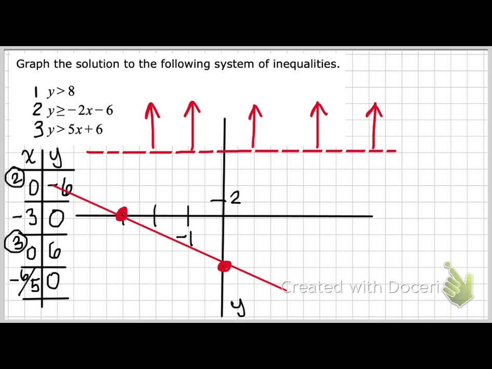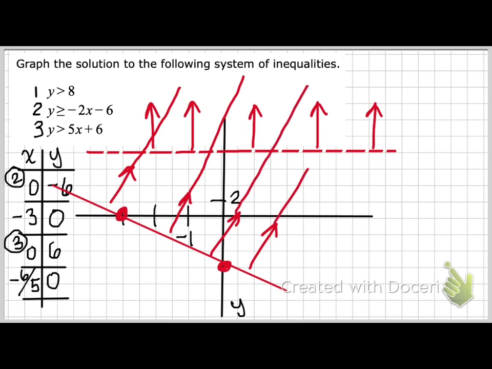Where do I shade? Well, one thing is I could look at point 0, 0. But I can also think about it: y is greater than, that's clearly shading up. And if I checked point 0, 0, I would see they intersect there. So I'm shading above that edge, and it's going to go up across that line, and that's where they're going to overlap.